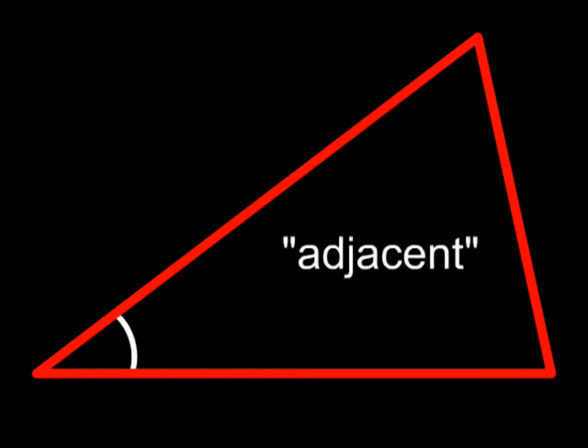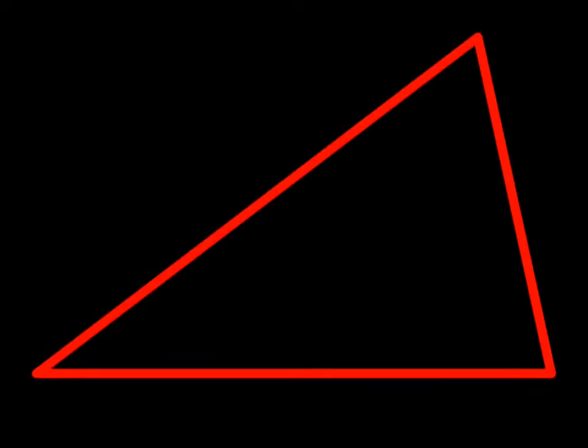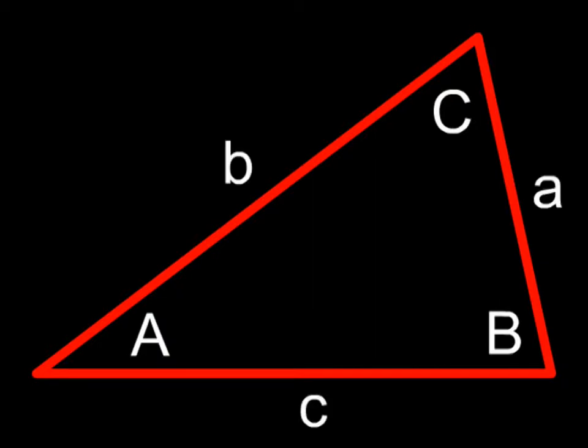Each angle is formed by two adjacent sides, and each angle has one opposite side. Angles are labeled uppercase ABC, and sides are labeled lowercase abc. Notice the correspondence between each angle and its opposite side.